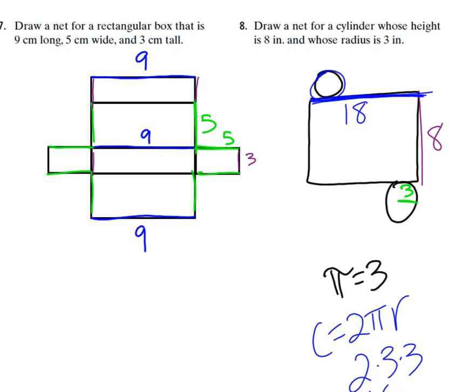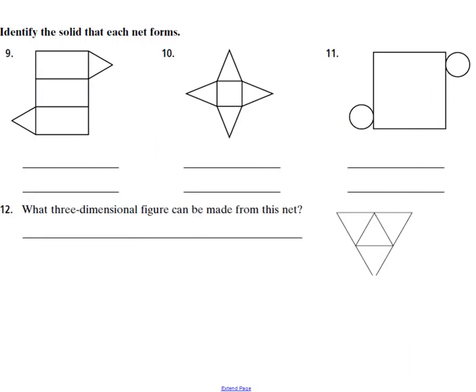Where'd you get the second 3 from? The radius, which is given to us. The 2 is part of the formula. Okay? Something to keep in mind for later. All right, take 1 minute. You should be able to answer 9, 10, 11, and 12.